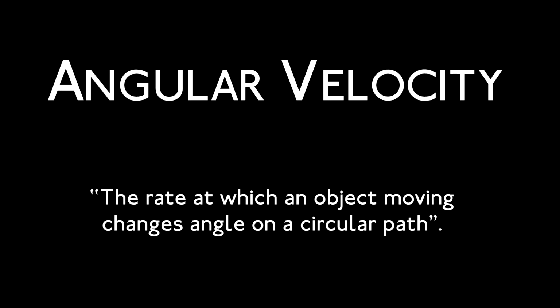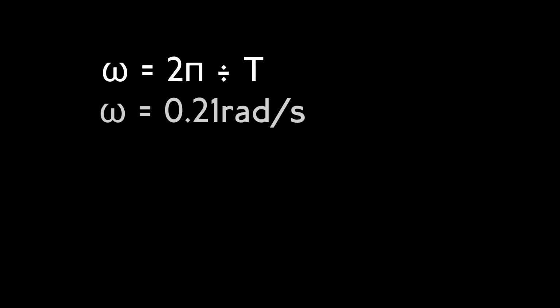In physics we do angular velocity. But what is angular velocity, you may ask? Angular velocity is defined as the rate at which an object moving changes angle on a circular path. Using the measurements from earlier, we can calculate angular velocity. All you need to calculate the average angular velocity is the time taken to cover the circumference of the circular path. The time was 30 seconds. Therefore, this gives us an average angular velocity of 0.21 radians per second.